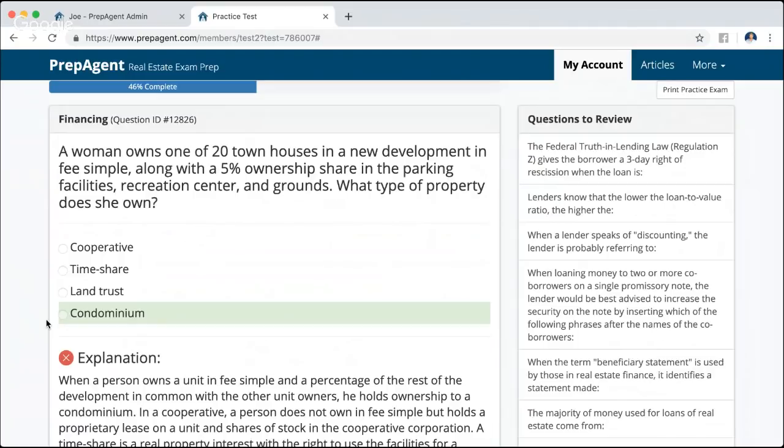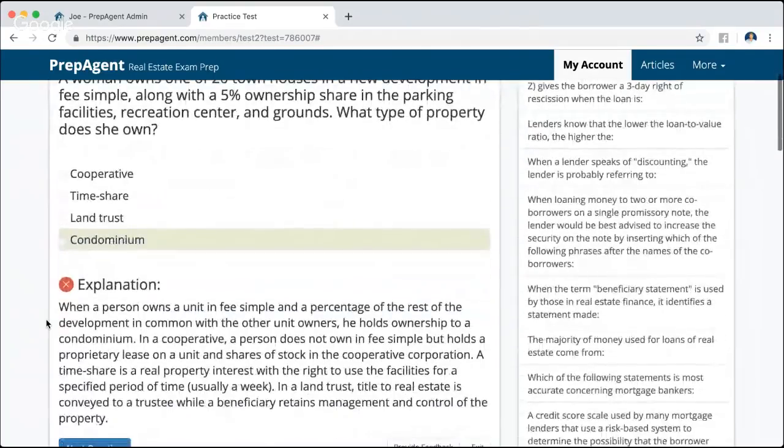The answer is D, a condominium. So the condo, you have a percentage of the shared facilities, like the recreation center and grounds. A co-op is when you have a share of each other's property. So if you have 10 properties, you own 10% of all 10 units. A condo is when you just have your unit and that's it. But it's shared ownership with all the things that are common area.